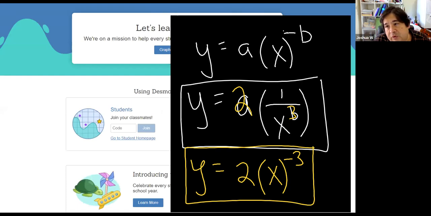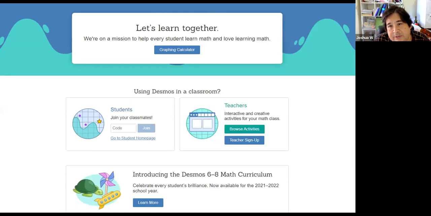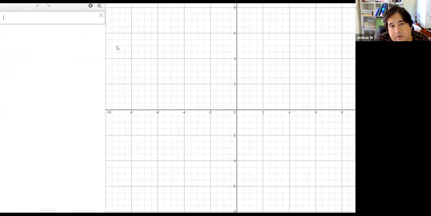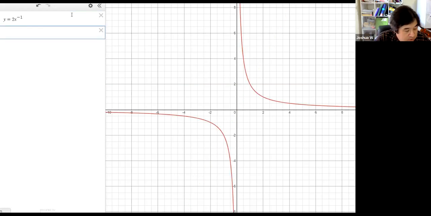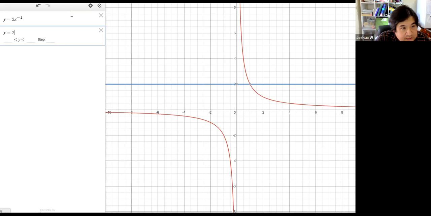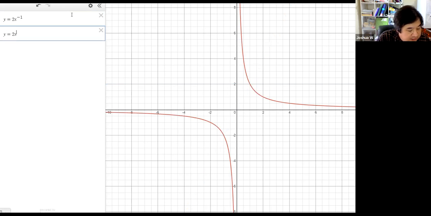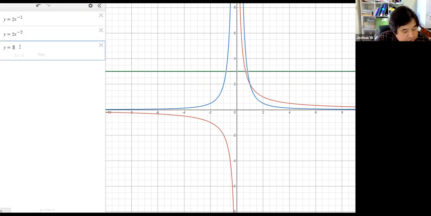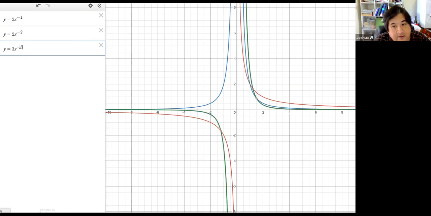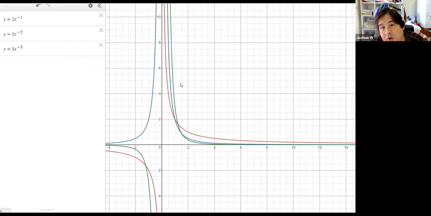So you need to explore with your calculator if you get stumped, with just some basic examples like y equals 2x to the negative 1. Y equals 2x to the negative 2, because a is positive. Okay. One more. Y equals 2x to the negative 3. So then just looking at quadrant 1, because remember our data is only from 0 to 30.